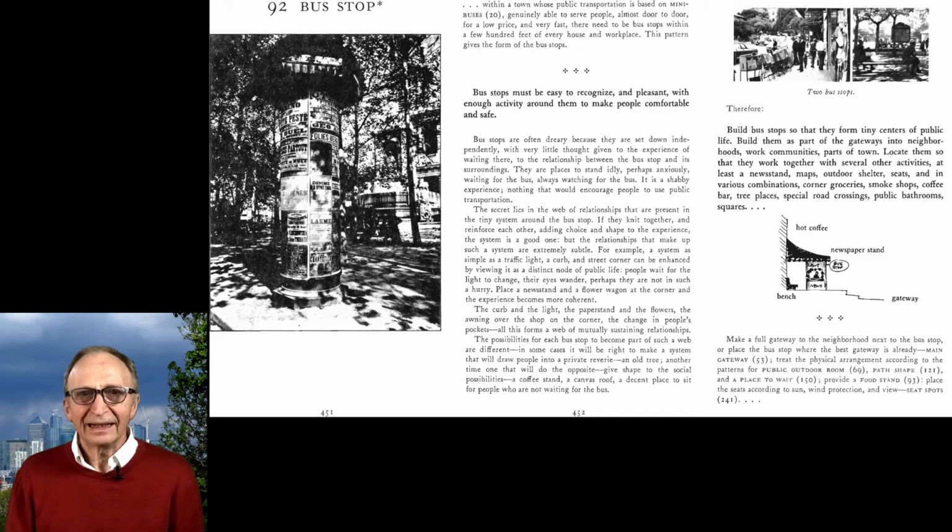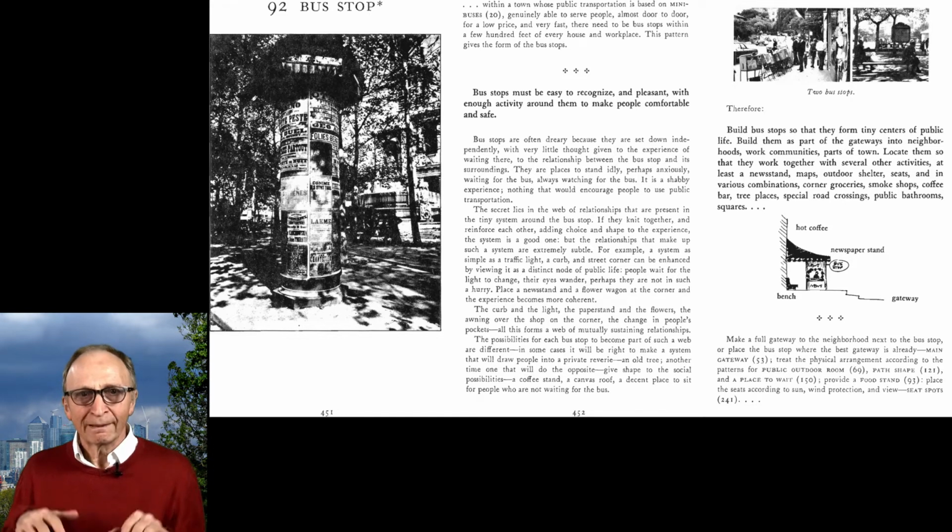Name: Pattern 92, bus stop. Upward links: Pattern 20, minibuses. Problem: bus stops must be easy to recognise and pleasant, with enough activity around them to make people comfortable and safe. Empirical background: bus stops are often dreary, shabby places where no thought has been given to the experience of waiting there. They could be comfortable and delightful places, forming part of a web of relationships.